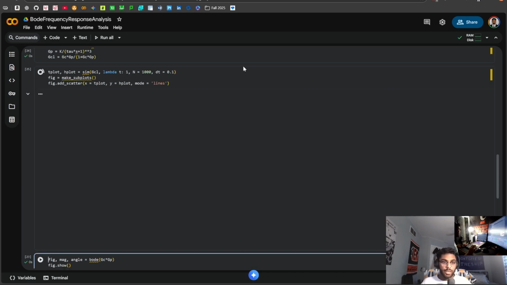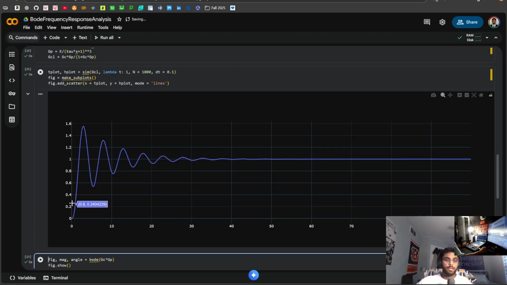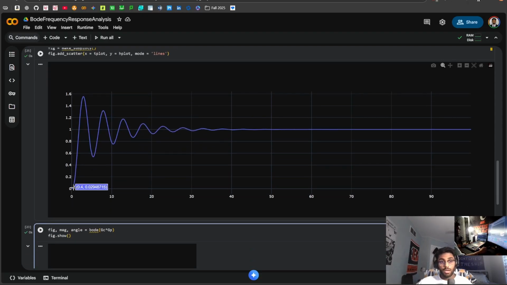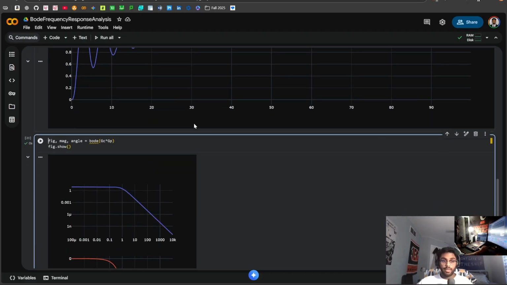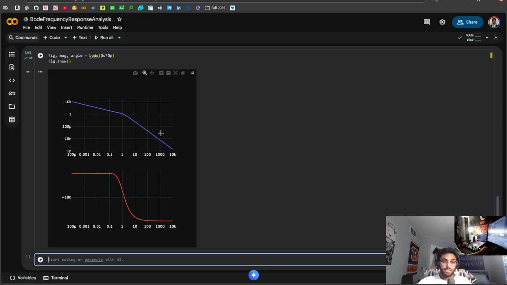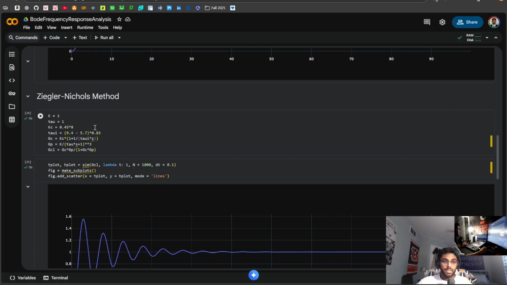And now if we go ahead and run this simulation, we find that our frequency response diagram shows that we do indeed reach a stable, steady state. And if we go ahead and run this Bode frequency analysis, we find that crossover frequency about 1.51. So if we go to about 1.51, we see that our amplitude ratio is about 0.61. So that's how we get these tuning parameters using the Ziegler-Nichols method.